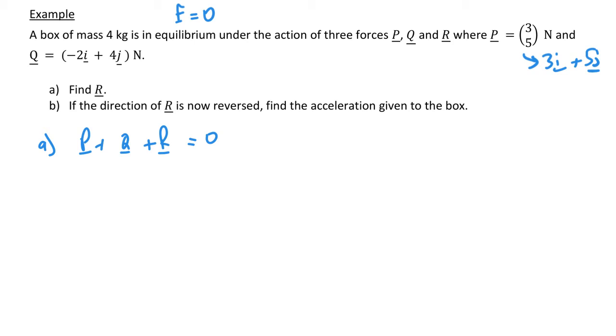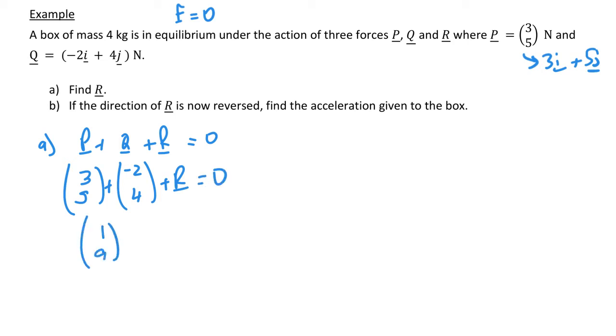So if we leave it all in column vector notation, that might be easier to do. We've got (3, 5) plus (-2, 4) plus R equals 0. That's (1, 9) then, plus R equals 0. So R is going to equal (-1, -9).